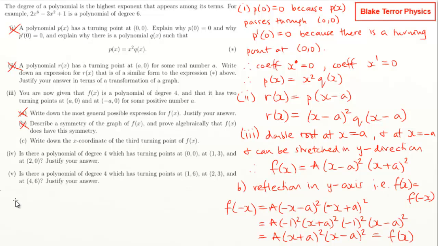Part C, write down the x-coordinate of the third turning point of f of x. So we've got some graph which is either doing a turning point there and a turning point there, in which case if it's symmetrical we'll have another one there, or it's doing the negative of that. It could be either way, but we don't have to justify our answer on that one, so we know it's going to be x equals 0. This is to do with symmetry again. We've just said that it's symmetric about the y-axis, so it's going to have to be when x is 0. Right, so that's done part 3.